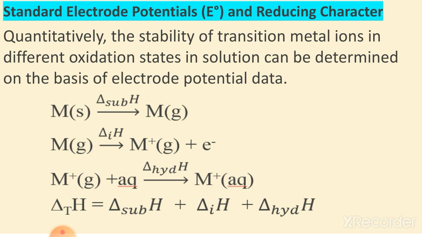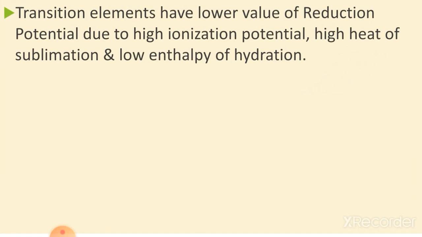So in this way you can calculate the value of E naught. Now students, this is the calculation of the value of E naught. Now some more points you have to note down regarding the E naught value and the reducing character. Look here, transition elements have lower values of reduction potential.